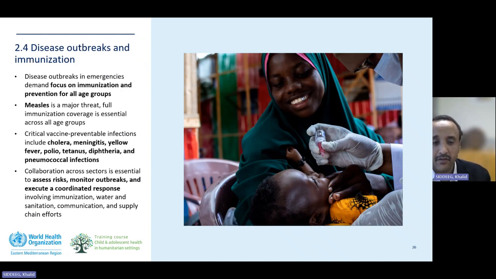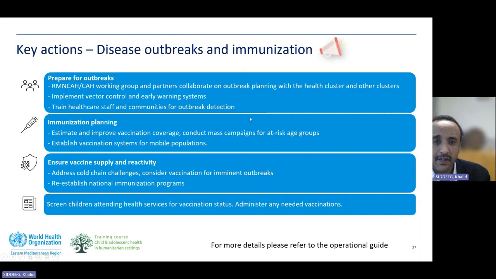We need to have collaboration across all sectors to address outbreaks. These are the few actions proposed here. For more details, please refer to the operational guide. We need to make sure that we are preparing for outbreaks. From the preparedness part, you cannot start that after the occurrence of the crisis.